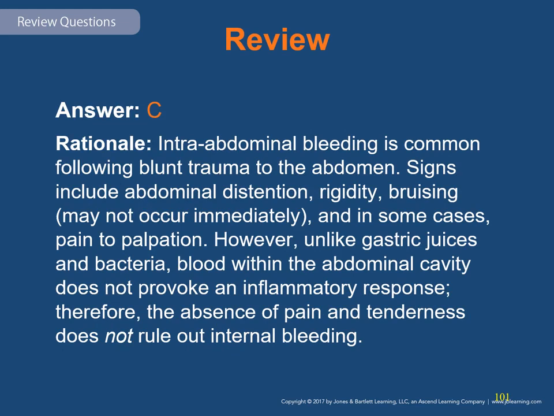Intra-abdominal bleeding is common following blunt trauma to the abdomen. Signs including abdominal distension, rigidity, and bruising may not occur immediately, and in some cases pain to palpation. However, unlike gastric juices and bacteria, blood within the abdominal cavity does not provoke an inflammatory response. Therefore, the absence of pain and tenderness does not rule out internal bleeding.